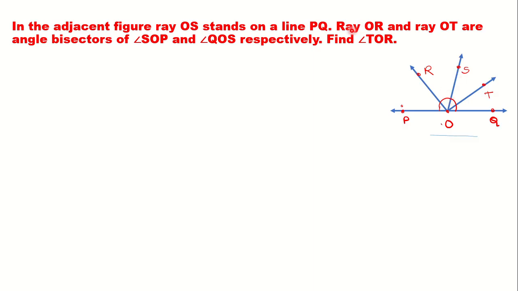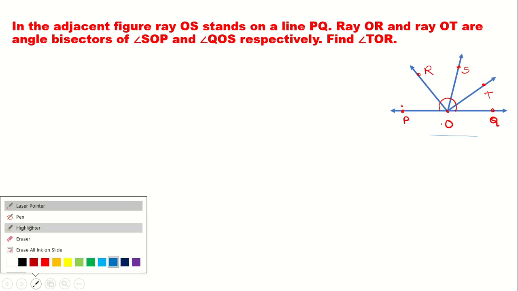Ray OR and ray OT are angle bisectors of angle SOP and angle QOS respectively. We are required to find angle TOR. As POQ is a straight line, a ray OS is drawn on this line. This ray divides two angles, that are angle POS and angle SOQ, and these two angles are divided by two angle bisectors, ray OR and ray OT.